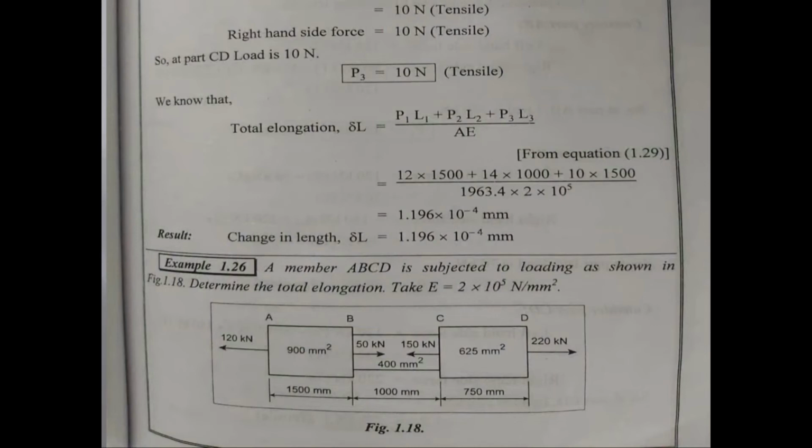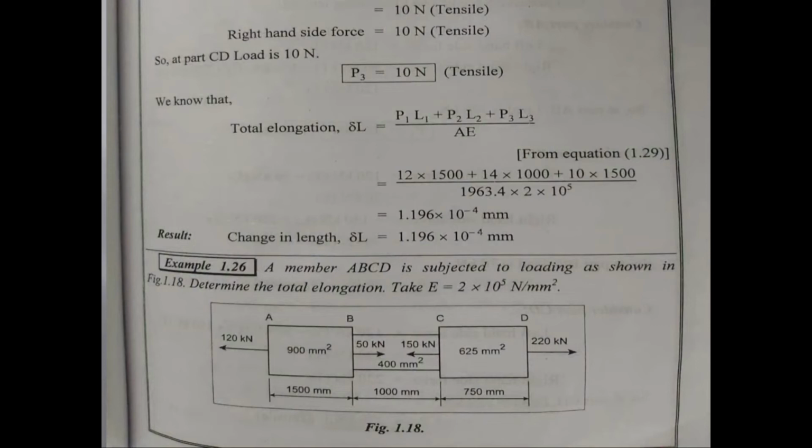Okay, here there are 3 sections. Here also we have 3 sections A, B, C and D. In the last problem the area was the same for the 3 sections, throughout the bar. Here the area is changed for all the sections. For the first section the area is 900 mm square, second section the area is 400 mm square, and third section the area is 625 mm square.